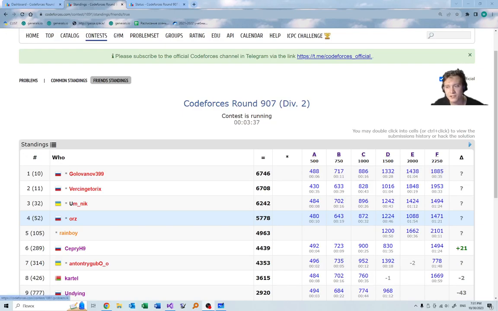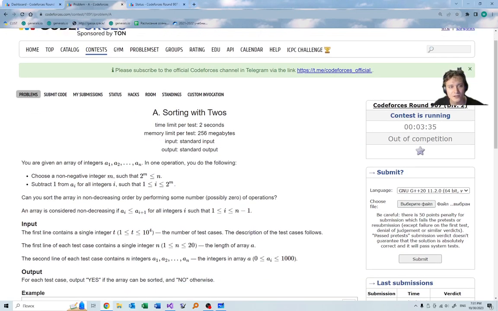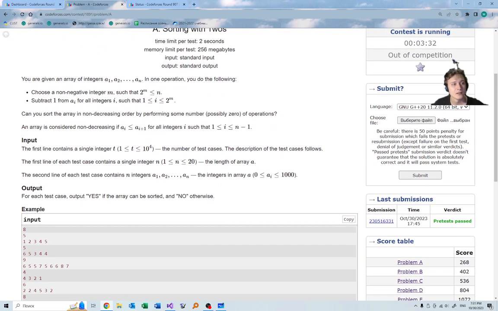Let's consider problem A. Sorting with twos. We have an array of integers from a1 to an. We have one type of operation, which consists of two things.